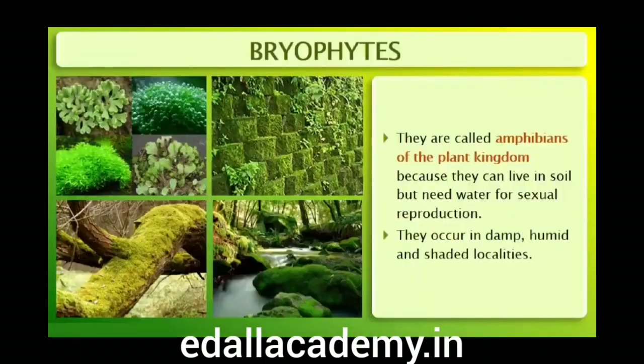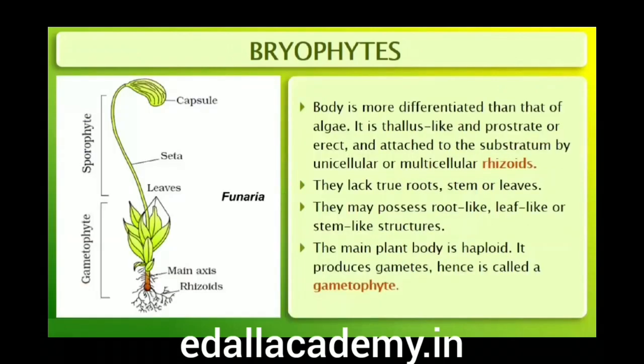3.2 Bryophytes. Bryophytes include the various mosses and liverworts that are found commonly growing in moist shaded areas in the hills. Bryophytes are also called amphibians of the plant kingdom because these plants can live in soil but are dependent on water for sexual reproduction. They usually occur in damp, humid, and shaded localities. They play an important role in plant succession on bare rocks, soil.